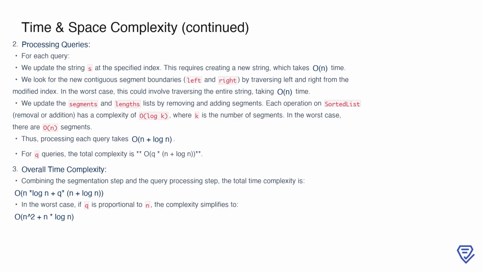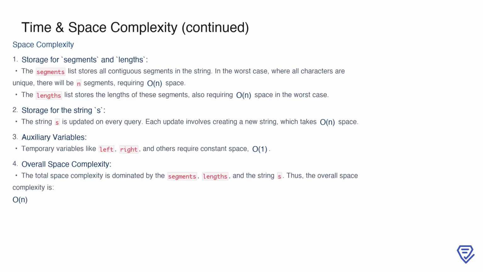Therefore, processing a single query takes O(n + log n), and for q queries, the total time complexity becomes O(q * (n + log n)). When we combine this with the segmentation step, the overall time complexity is O(n * log n + q * (n + log n)). In the worst case, where q is proportional to n, this simplifies to O(n squared + n * log n). Now, we turn our attention to space complexity.